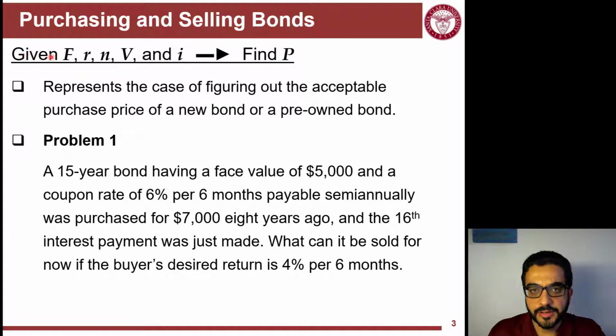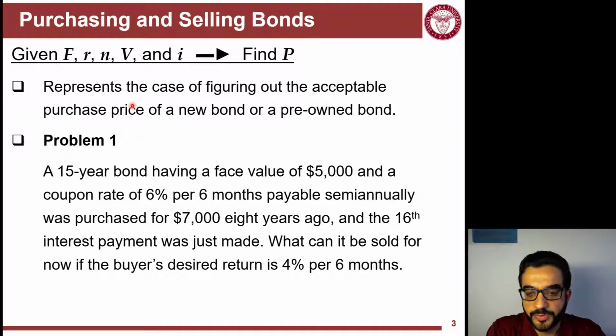So you are given F, R, N, and the interest rate, or the time value of money, and you're only missing P. That represents the case where you're trying to figure out the acceptable purchase price for a buyer who is considering buying a new bond or a pre-owned bond. So let's see this problem here.